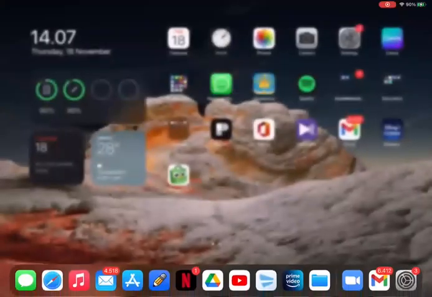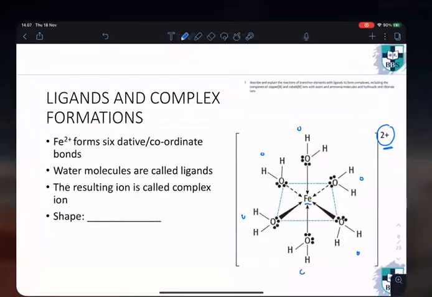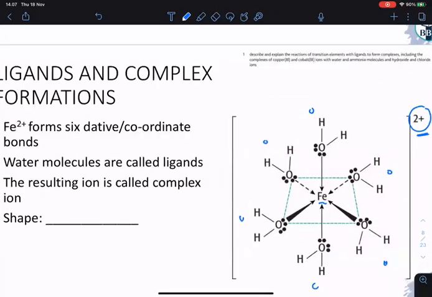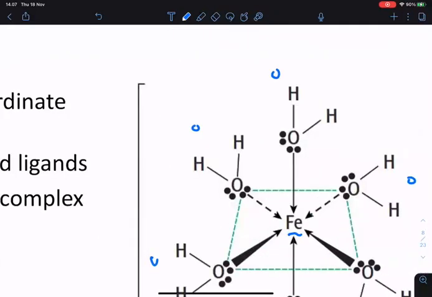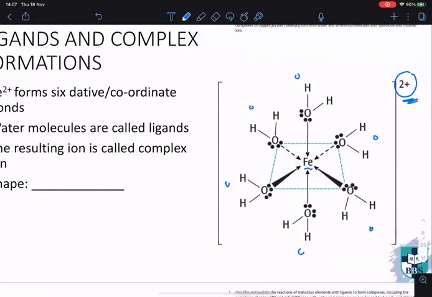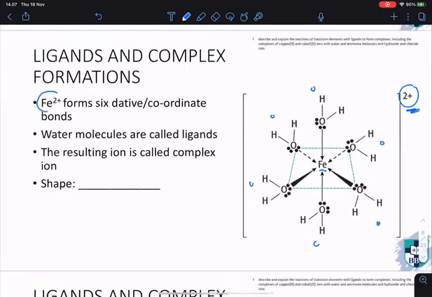Now, I was mentioning the charges, why Fe is +2. The charge on water is always 0. So if you are surrounded by 6 molecules of water and the overall charge is +2, it means that the +2 is coming from Fe. So that's why the central element is going to be Fe2+, and they will form 6 dative or coordinate bonds. What are coordinate bonds? They are going to give the lone pair of electrons directly to Fe.